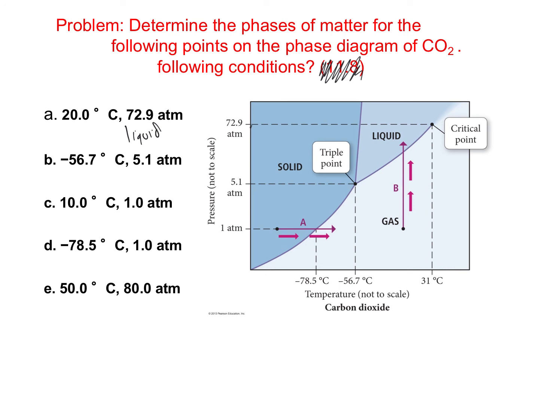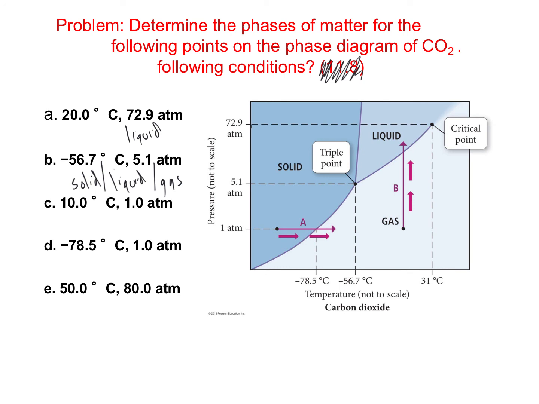Right? And then what phases would exist at negative 56.7 and 5.1 atmospheres? Well, 5.1 atmospheres and 56.7, that would put us right here. And so that's at the triple point. And so at the triple point, we have the solid and the liquid and the gas all present.